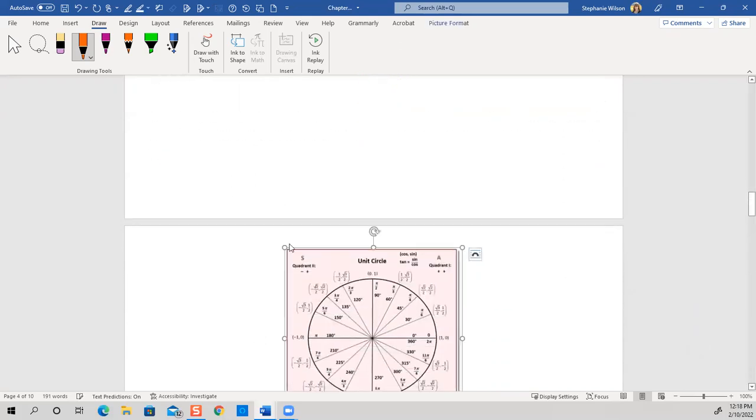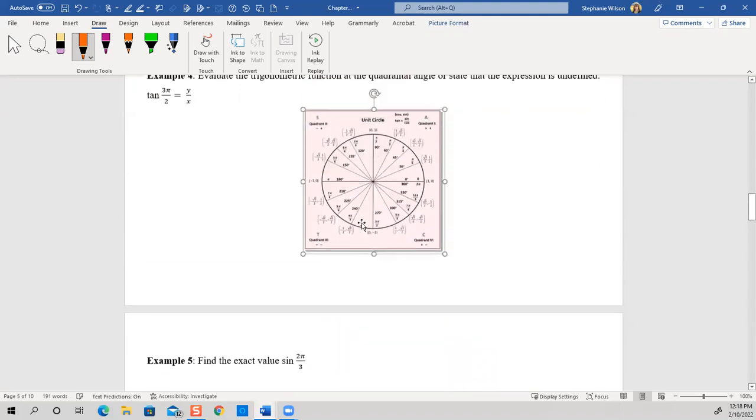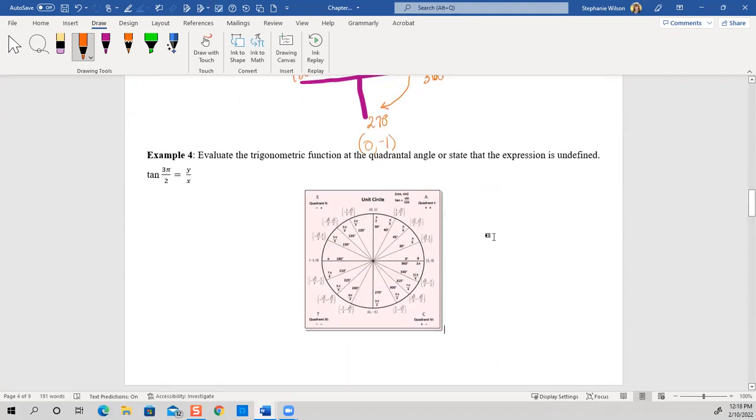Okay, so I can't get it any smaller. Get too small, you won't be able to read it very well. But let's look at it. If we say tangent of 3 pi halves, we're going to look, where is 3 pi halves on the unit circle? And we're going to see that it's right here.